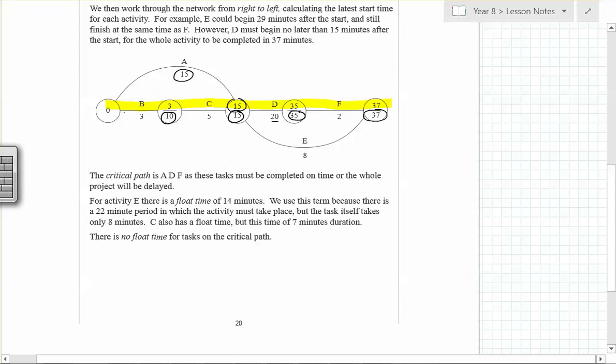So this is what we would call our critical path analysis. So we've got latest possible start times and earliest possible start times. So we know, you know, what we can work out. Okay, so we'll say the critical path is ADF.